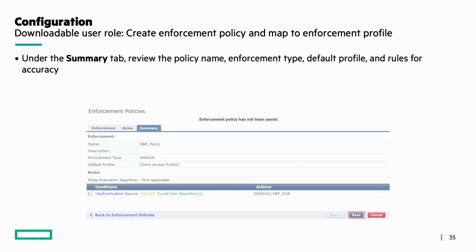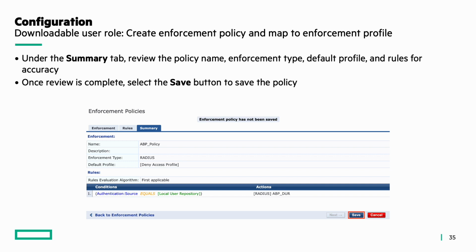Lastly, under the Summary tab, review the policy name, enforcement type, default profile, and rules for accuracy. Once you've completed your review and everything looks good, select the Save button in the bottom right to save the policy.